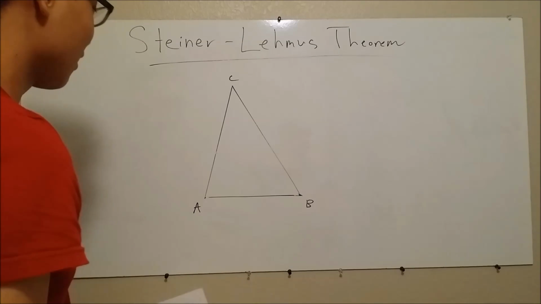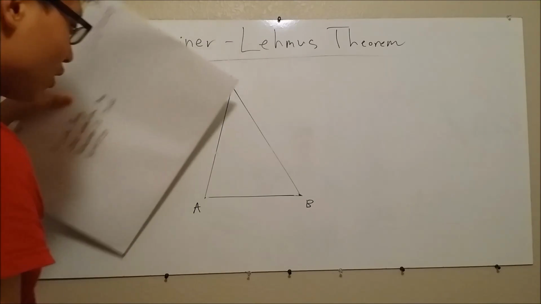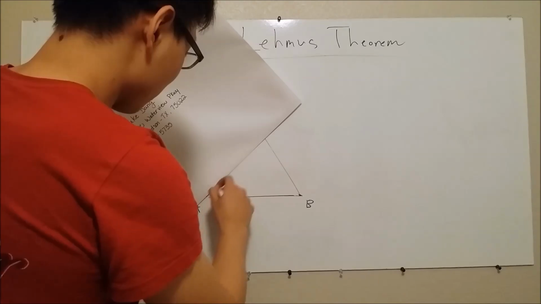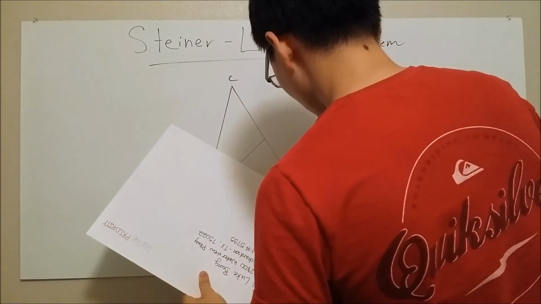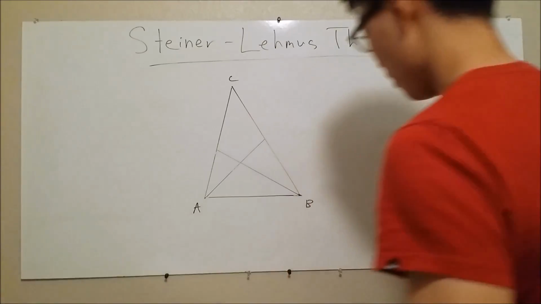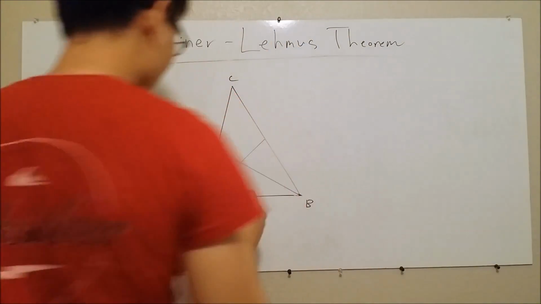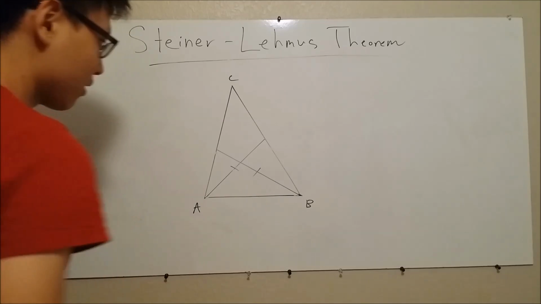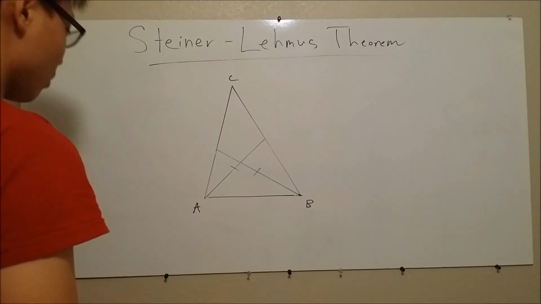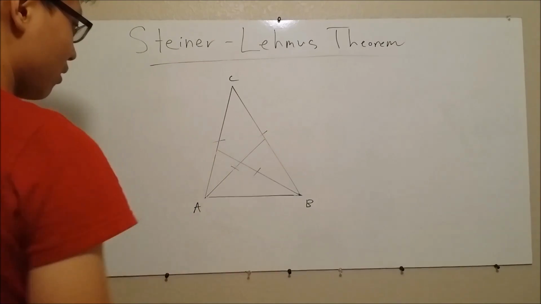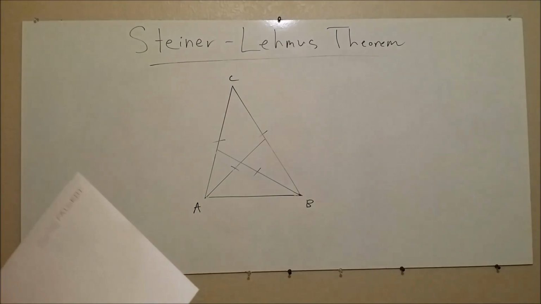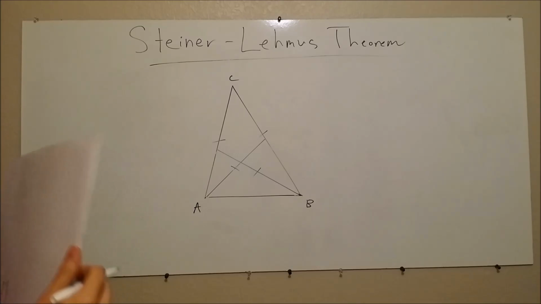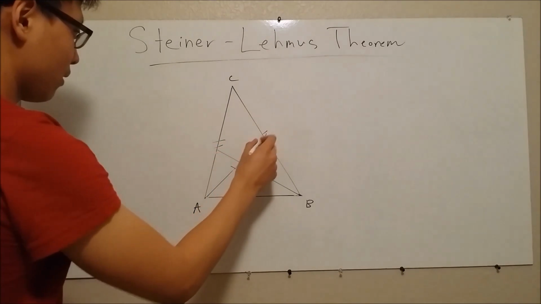Alright, so we have the Steiner-Lehmus theorem. What the Steiner-Lehmus theorem says is you have a triangle ABC, as shown, and you draw angle bisectors like so, right there, and another one right there. If it happens to be that these two are equal lengths, then we know that these two are equal. That is, ABC is an isosceles triangle, so we have legs AC and BC, isosceles.